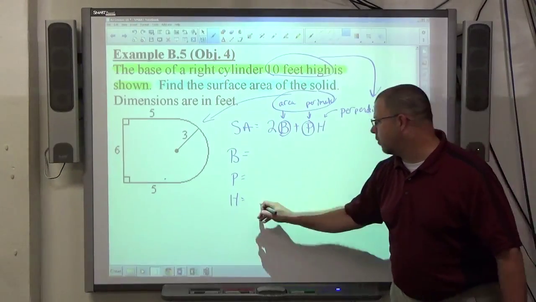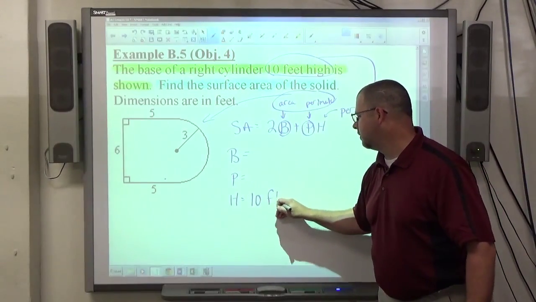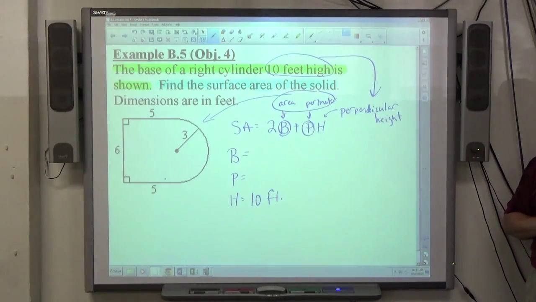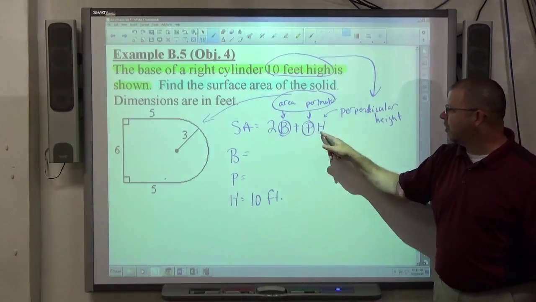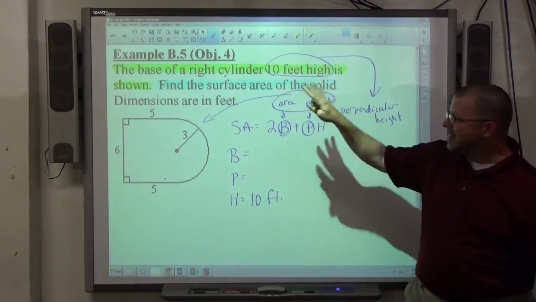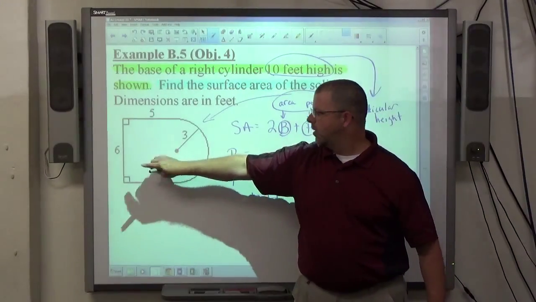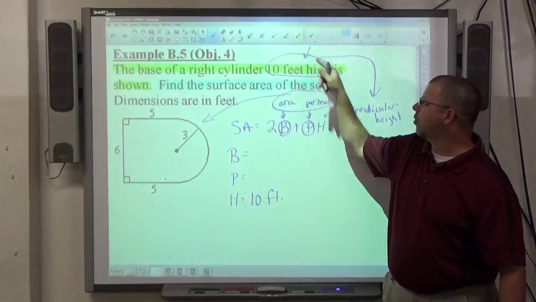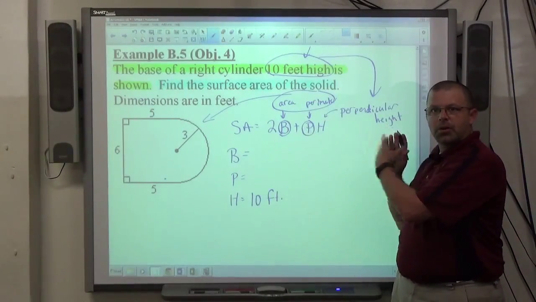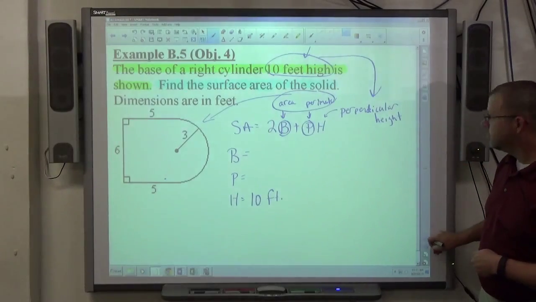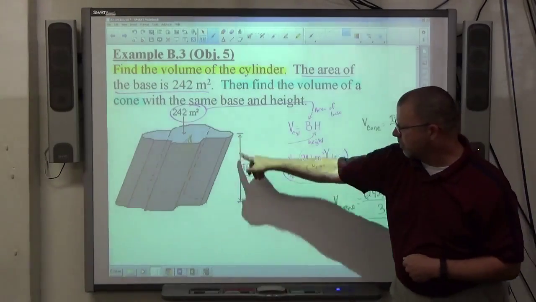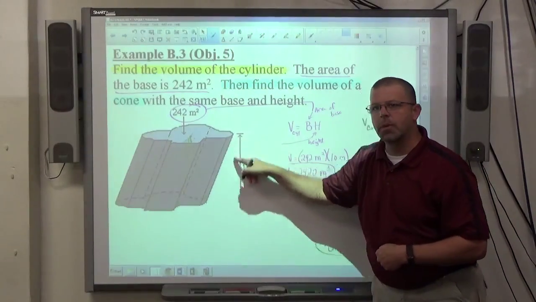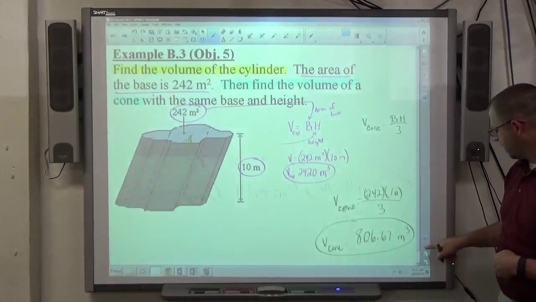I might even start with the height. The height is 10 feet. That was easy because I just looked and saw it. Know that this height here is the perpendicular height of the solid. It is not going to be on the two-dimensional base. It's not going to be 6. Height's either going to be sitting in the words, or if they have a three-dimensional picture drawn like this one, it's going to be on the picture like that. It's not going to be part of the base. It's going to be how far the bases are apart from each other.